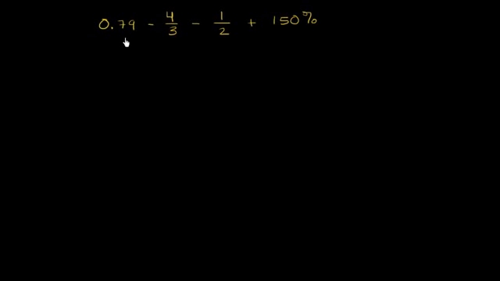So we have 0.79 minus 4/3 minus 1/2 plus 150%. So we have four different numbers written in different formats. Here it's a decimal, here we have two fractions, and then here we have a percentage. So the easiest thing to do would be to write all of these in the same format. And for me, the easiest format to do this computation in would be to write them all as fractions.